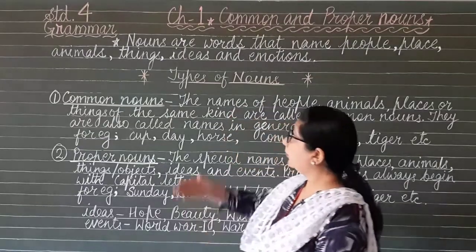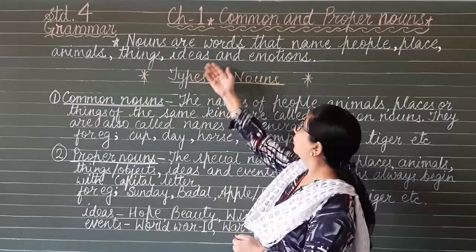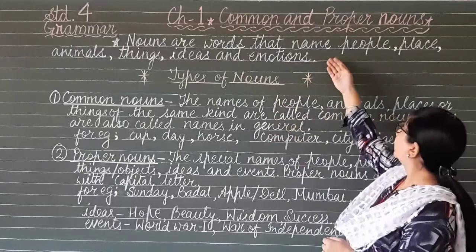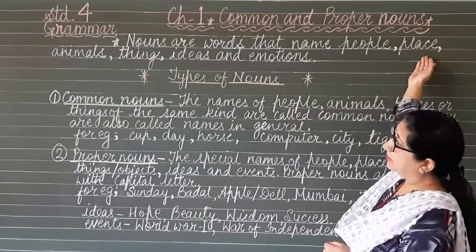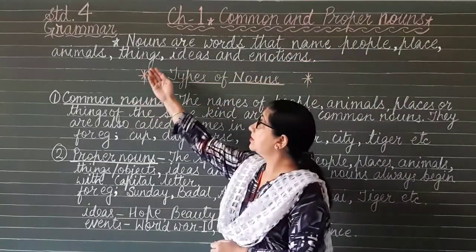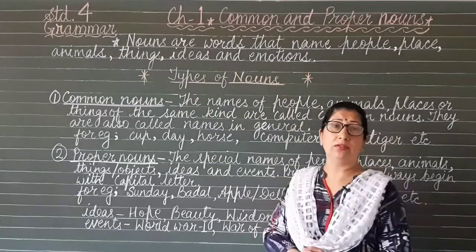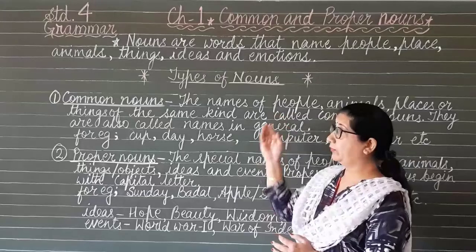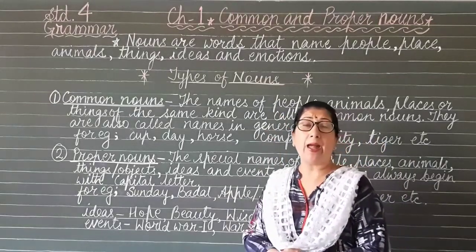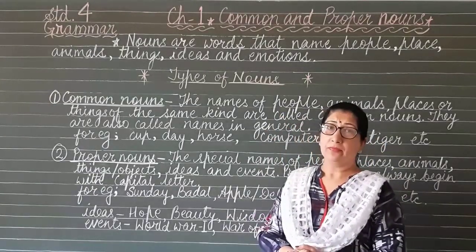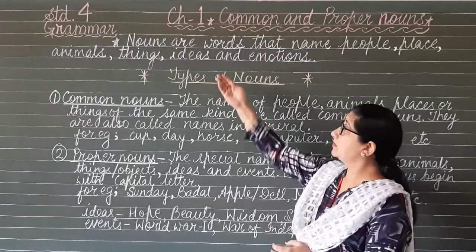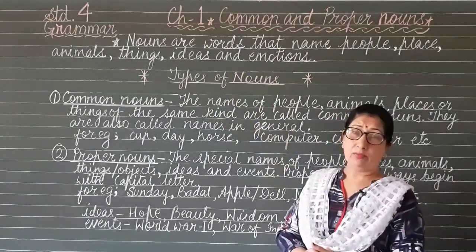So here again I have written one definition for you. Nouns are words that name people, places, animals, things, ideas and emotions. When we study types of nouns, we will study one abstract type of noun. So in abstract nouns comes these ideas and emotions.